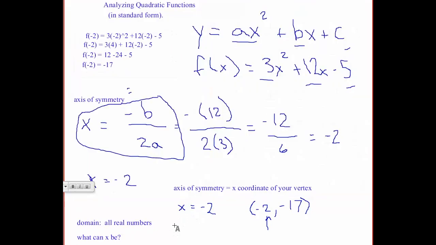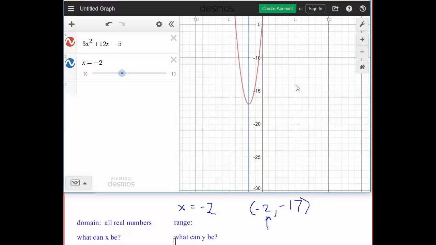Range is the same idea. Range ends up being, what can y be? Y is our vertical axis. Y does have a limit. And the graph is what helps us to see that limit. If we look, yes, it's going up, up, and up. This red arch, this parabola, is going up, up, and up forever. But is it ever going to go below the vertex? And according to the graph, no, you can see it.